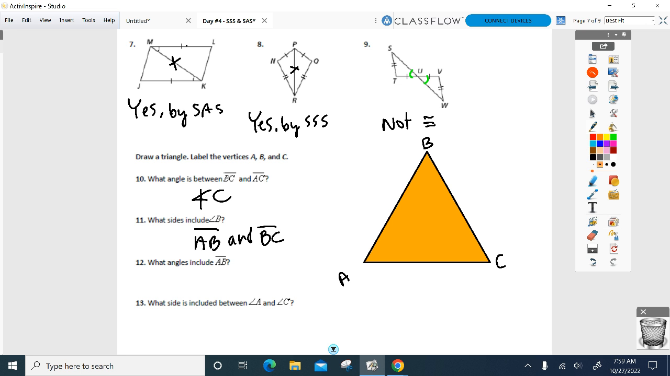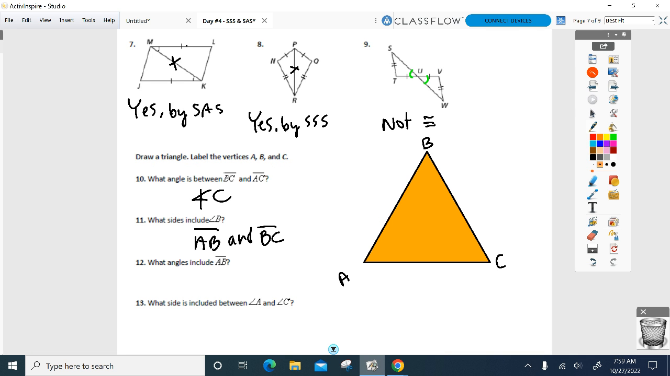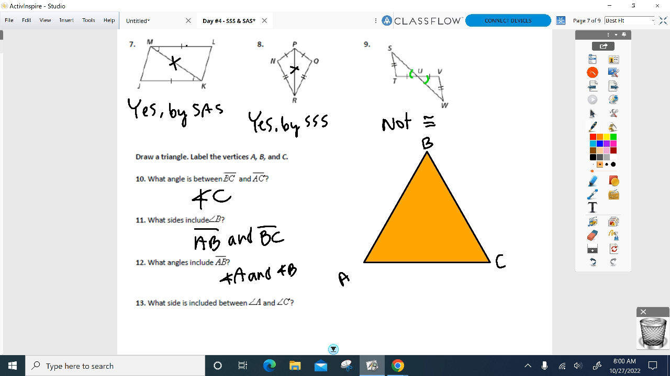What angles include AB? So AB is in between what two angles? A and B. Which one you got here? Here's AB, right? A and B. Yep. And then what side's in between A and C? What side is in between A and C? Side AC. Yep.